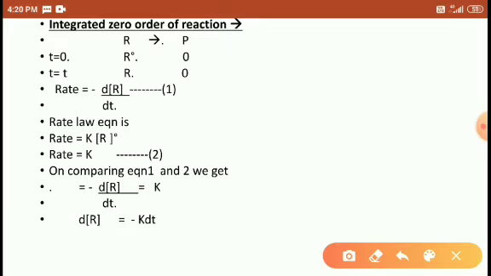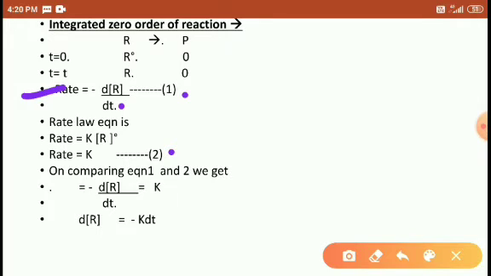So for this zero order reaction, we write the rate of reaction: the rate is equal to minus the differential change in concentration of reactant with respect to time, dR by dt, equation 1. For this zero order reaction, we write the rate law: rate is equal to k into the concentration of R naught. There is no change in R naught, so we consider it as 0. So the rate is equal to k, that is equation 2.